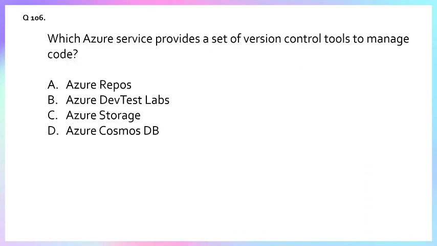Question number 106. Which Azure service provides a set of version control tools to manage the code? Azure Repos, Azure DevTest Labs, Azure Storage, Azure Cosmos DB. For version control, we have Azure Repos. If it were Azure DevOps, then yes, we could select it. But here it is Azure DevTest Labs. So for this, Azure Repos is the perfect place from where we can manage version control.